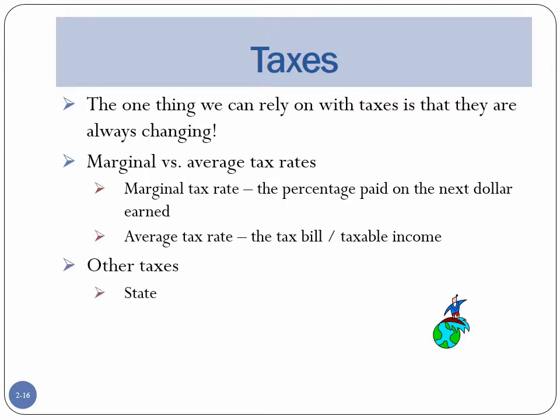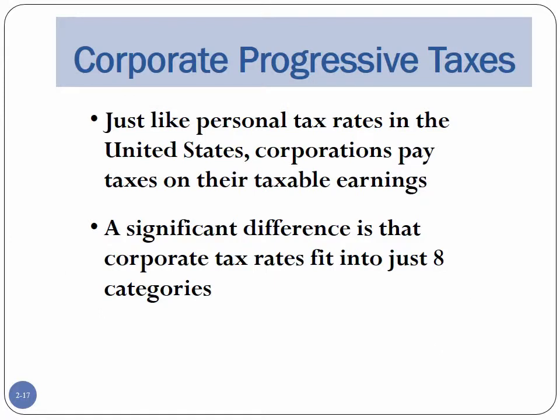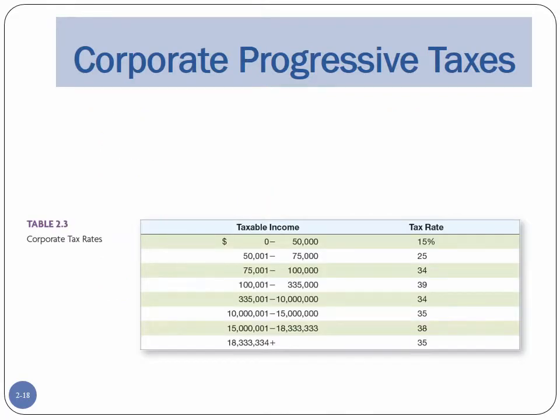There's other taxes too, such as state and local. But for our understanding, we're just going to consider basically the federal tax. Just like personal tax rates in the United States, corporations pay taxes on their taxable earnings. What the real difference is that it's much simpler. A significant difference in tax categories is corporations. We can see here that these are the 8 categories that go up pretty high.